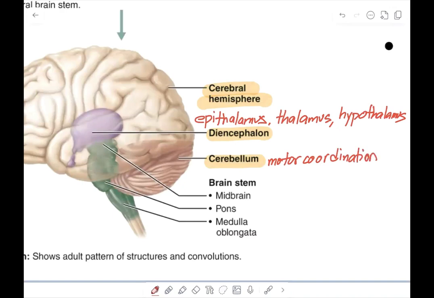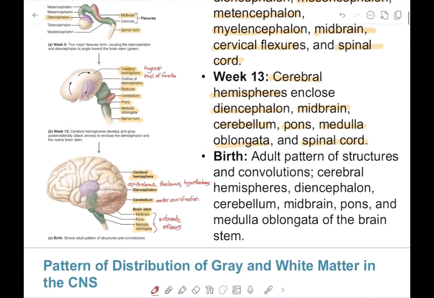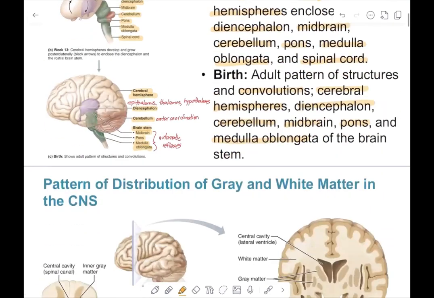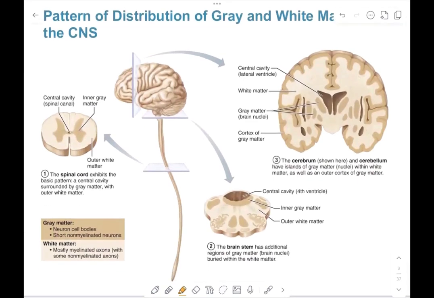And then finally, at the base of the brain, we have the brainstem, which includes the midbrain, pons, and medulla oblongata. These 3 structures are going to be for more automatic reflexes. And we'll talk about each of these individually as well. So the adult pattern is going to have these convolutions: cerebral hemisphere, diencephalon, cerebellum, midbrain, pons, and medulla oblongata. So let's look at the organization of the brain now.